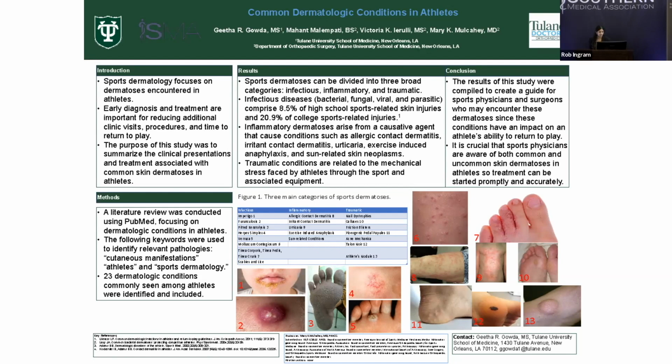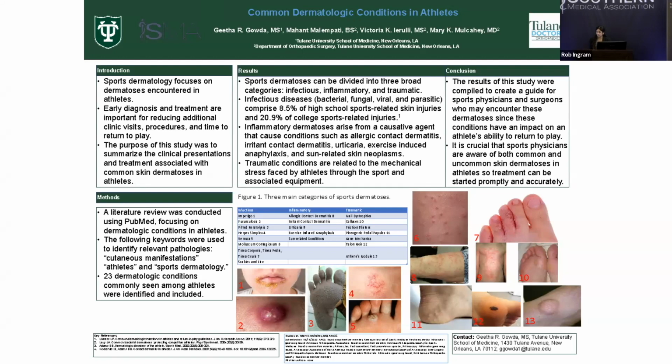So ultimately, we looked at cutaneous manifestations, athletes, sports dermatology, and we were able to narrow it down to 23 conditions. And you can divide these into three main categories: infectious, traumatic, and inflammatory. So infectious is definitely the most common one, divided into parasitic, bacterial, fungal, viral. And those are obviously due to an organism, a microorganism.